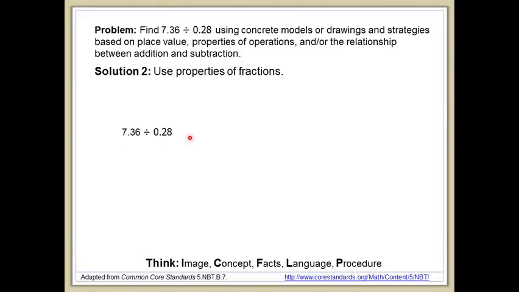We'll write our division problem as a fraction, and this time I want to bring in the idea of estimating your result. It's important that students have a general sense of what the answer should be, so they don't get confused by the algorithm without staying in touch with the number sense and what the answer should be. So in this example, 7.36 and 0.28, we can estimate this 7.36 as 7.25 and the denominator 0.28 as 0.25.